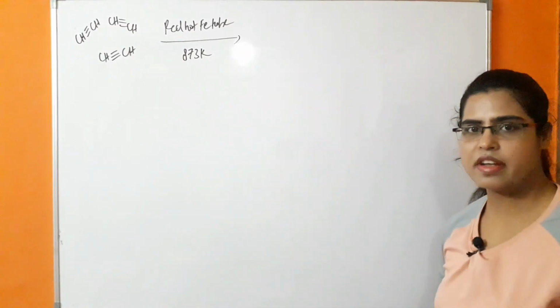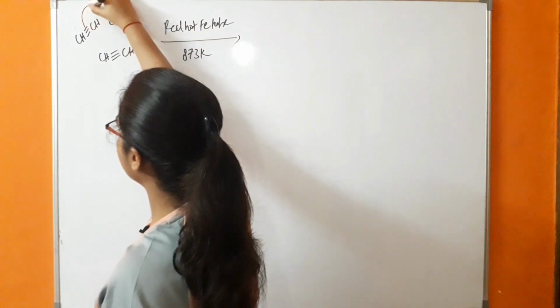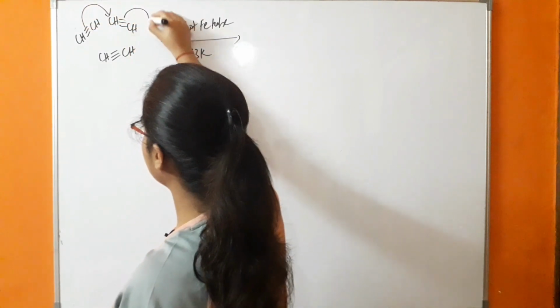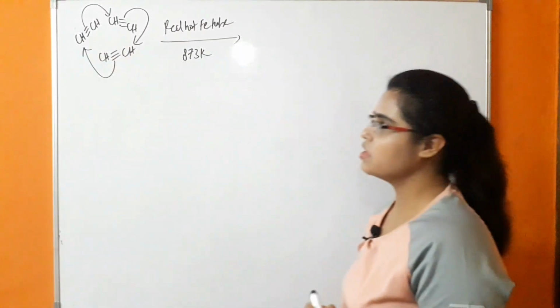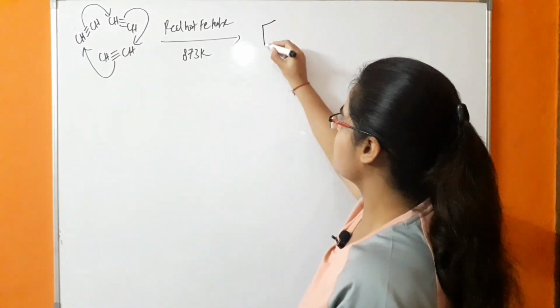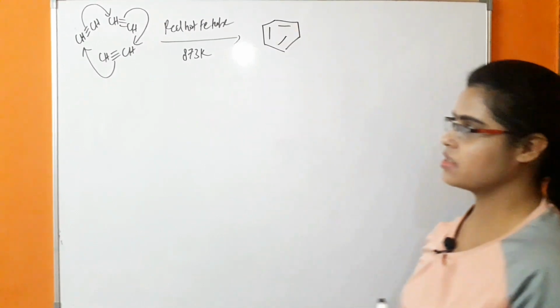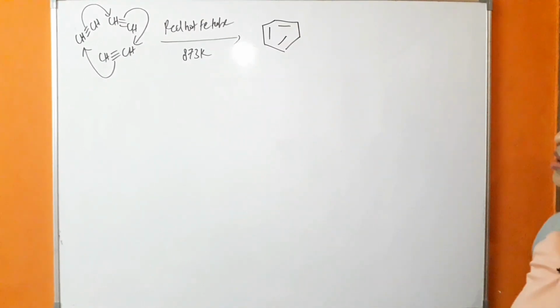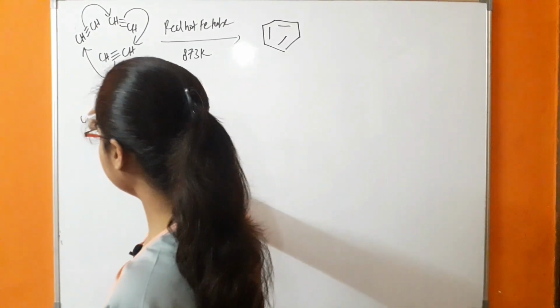So the temperature of the reaction is very high, so cyclization is taking place. This bond will be shifted towards this, this bond will be shifted towards this, and this bond will be shifted towards this. So there will be formation of benzene. By this method we can also prepare mesitylene. So what is happening in that case?